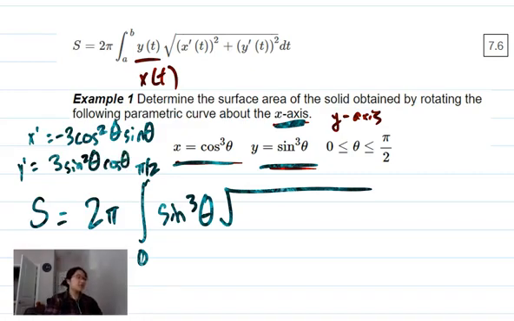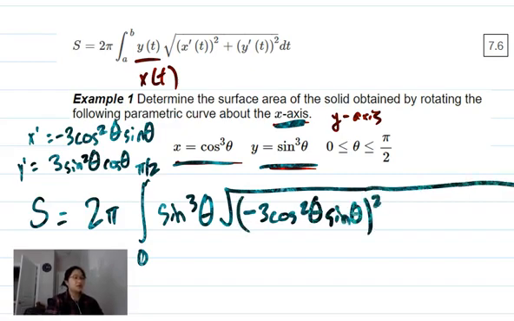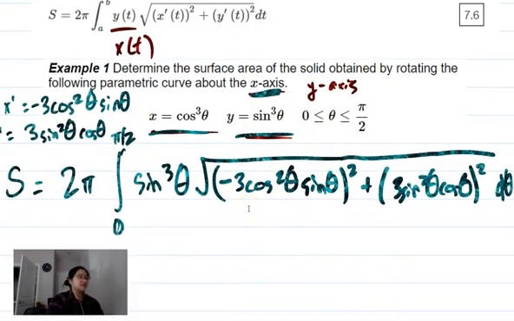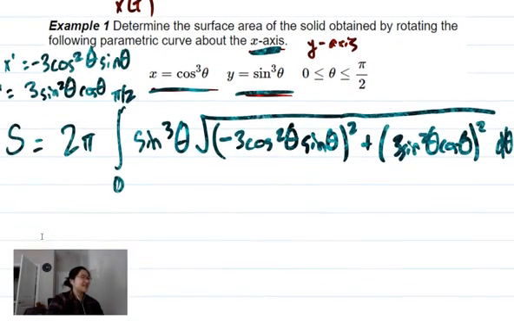So we end up with negative 3 cosine squared theta sine theta, all of that squared, plus 3 sine squared theta cosine theta squared, and then I ran out of space for my d theta. There we go. Okay. And can this get nicer? I certainly hope so. So what do we get?